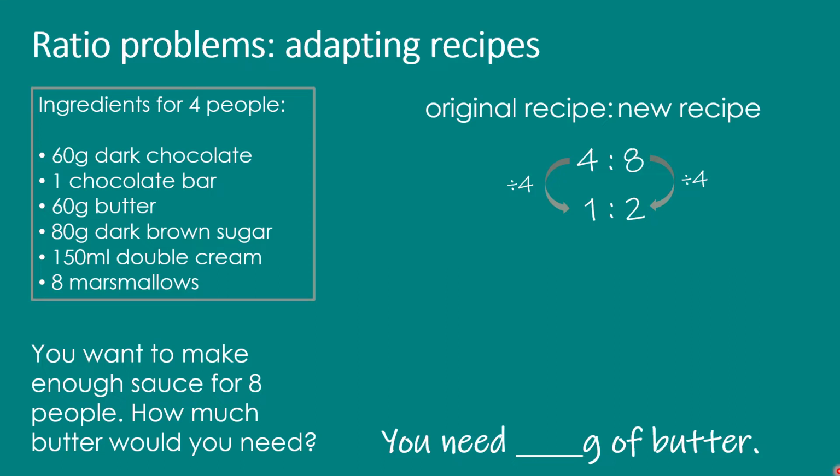So looking at the butter, we've got 60 grams in the original recipe and we're doubling that. Isn't that right? So again, 60 grams times 2 gets us 120 grams. And we write that in.